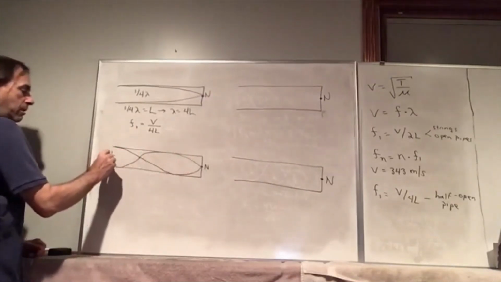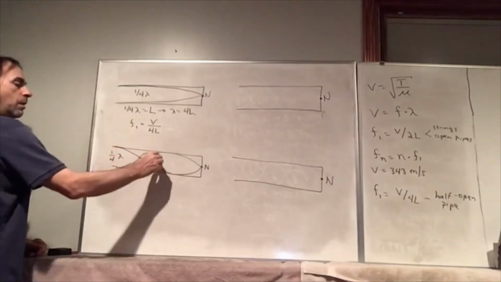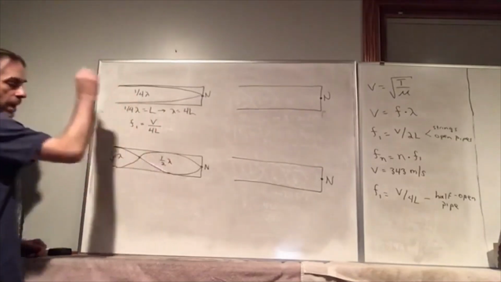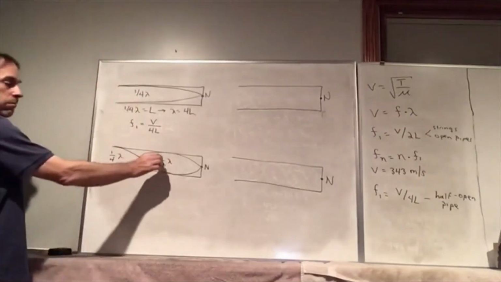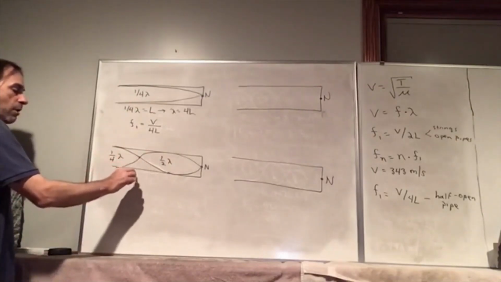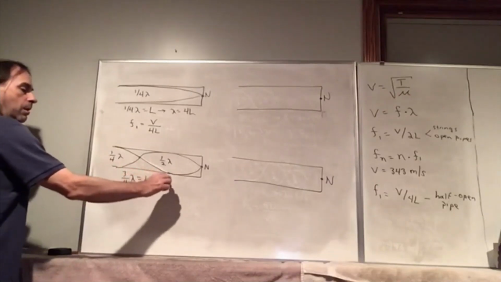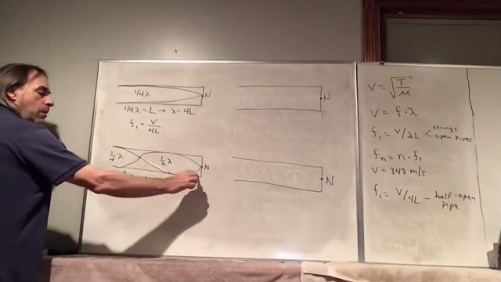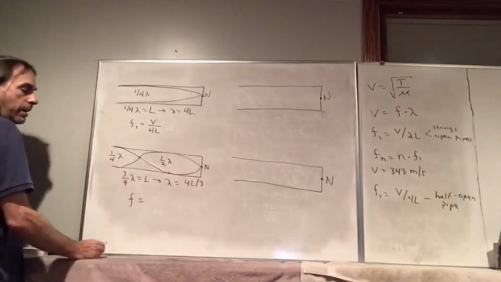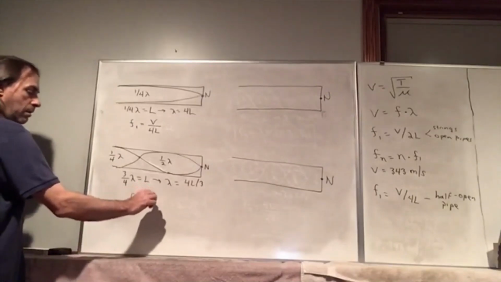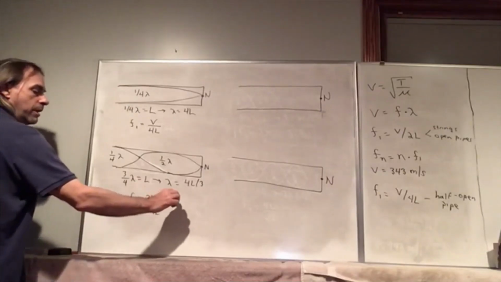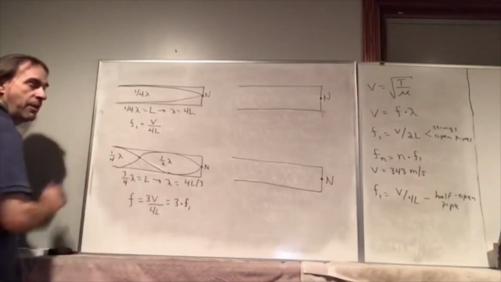Not the nicest picture I've ever drawn, but let's actually fix that. Okay, so what we have here, we can write this as 2 over 4 plus 1 over 4, 3 over 4 lambda equals L, so lambda equals 4L over 3. So now the frequency here is V over 4L over 3, which is 3 times F1.